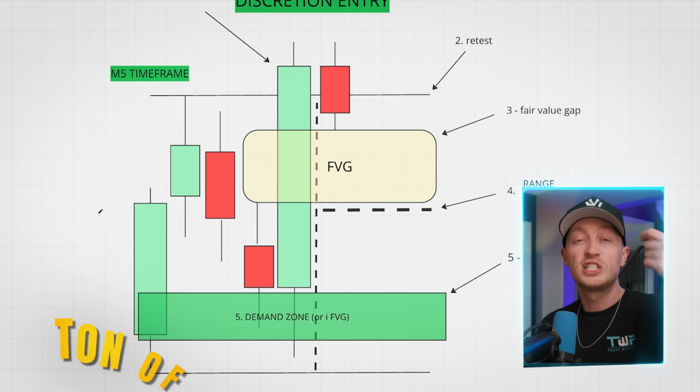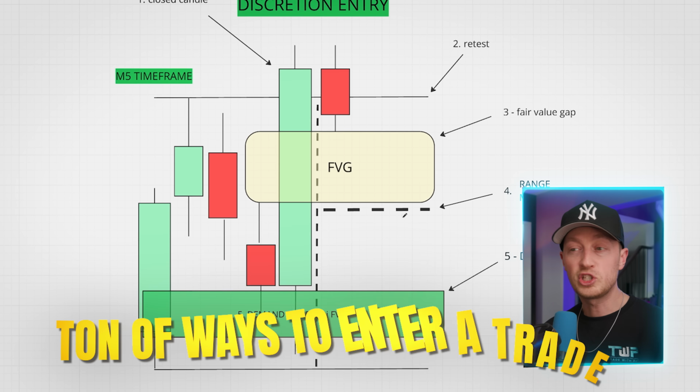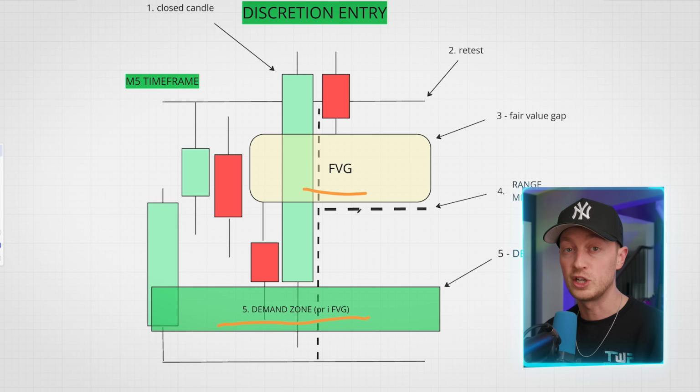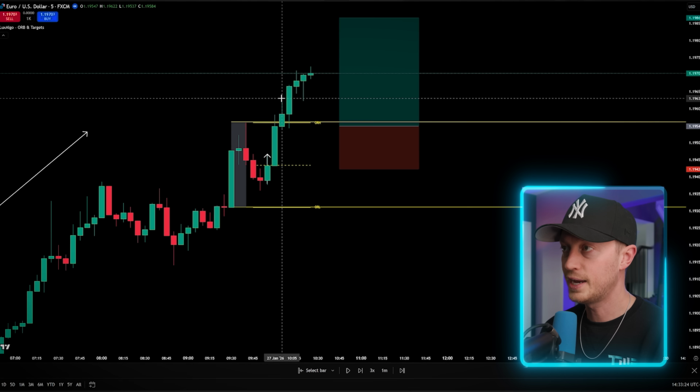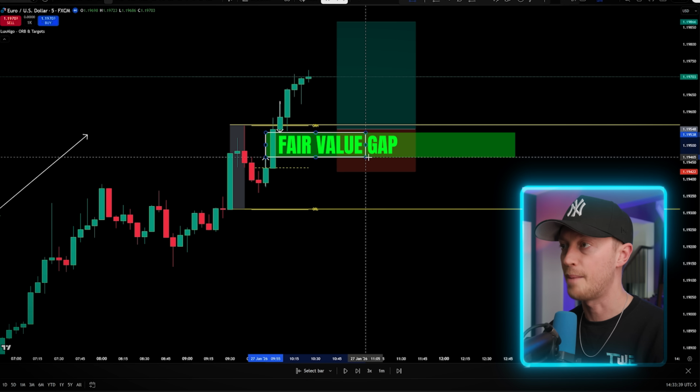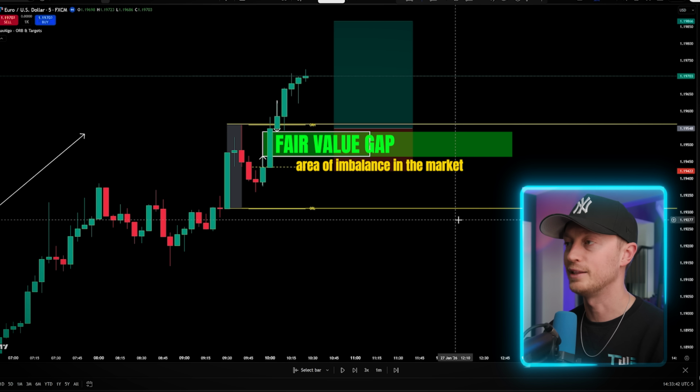At this point, there's a ton of ways to enter a trade. Personally, I like levels of demand. I like fair value gaps. That's what we're focusing on today. So as you can see, this candle right here closes here. That creates a fair value gap. This is an area of imbalance in the markets.